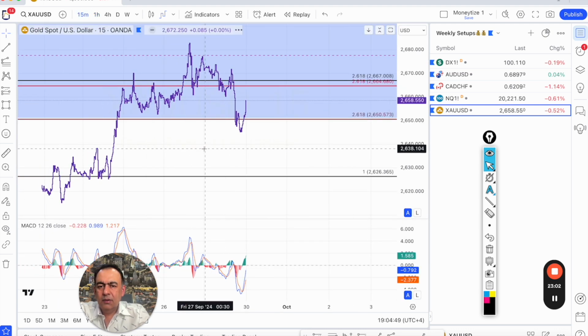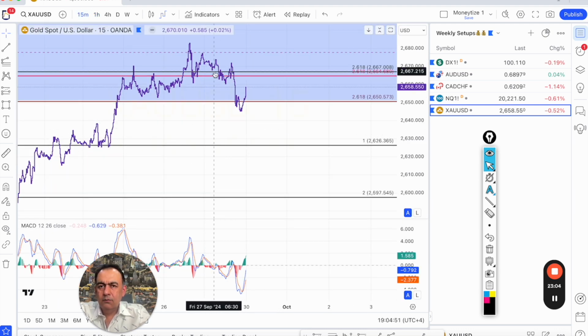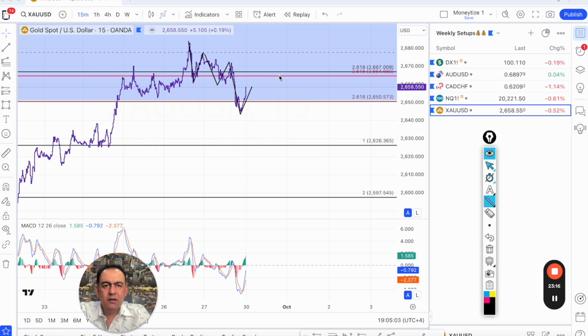So short-term plan could be bearish for gold, but not ultra bearish, only small time correction. Ultimately, the long-term plan is still bullish. So the important levels have been announced. We have identified 2667, 2626, 2597, and ultimately 2576. So this is the plan for gold and other instruments for the current week.